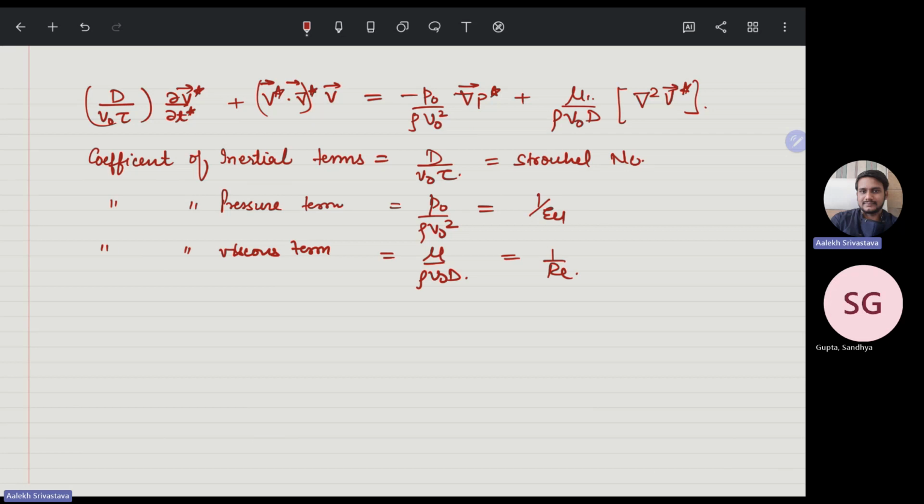So each term has its own significance. So for each fluid problem, the dominating force can be a different thing. So whatever be the dominating force, you can rely on this, and you can drop the other terms. So I should write the non-dimensional Navier-Stokes equation.